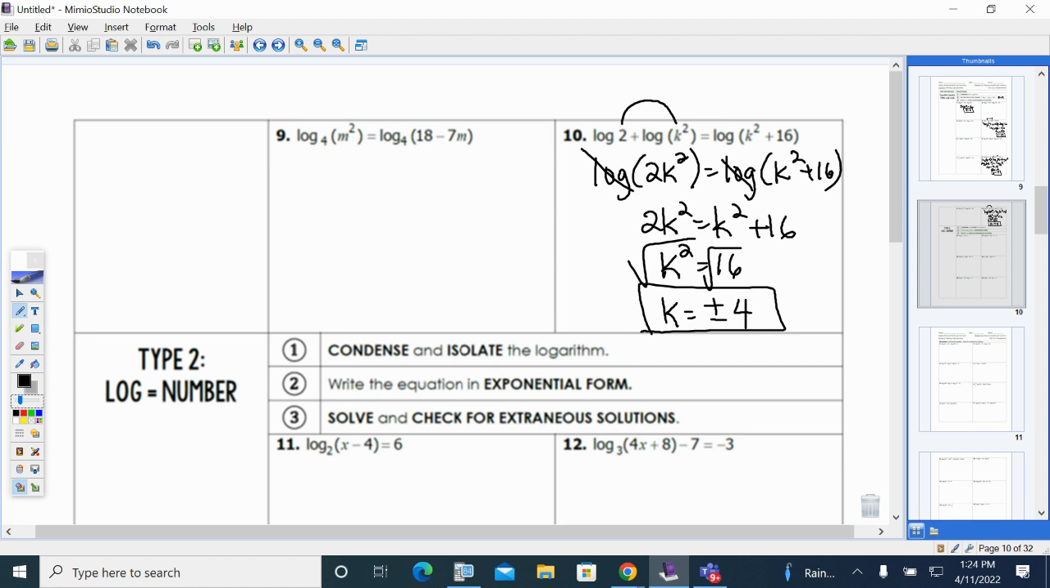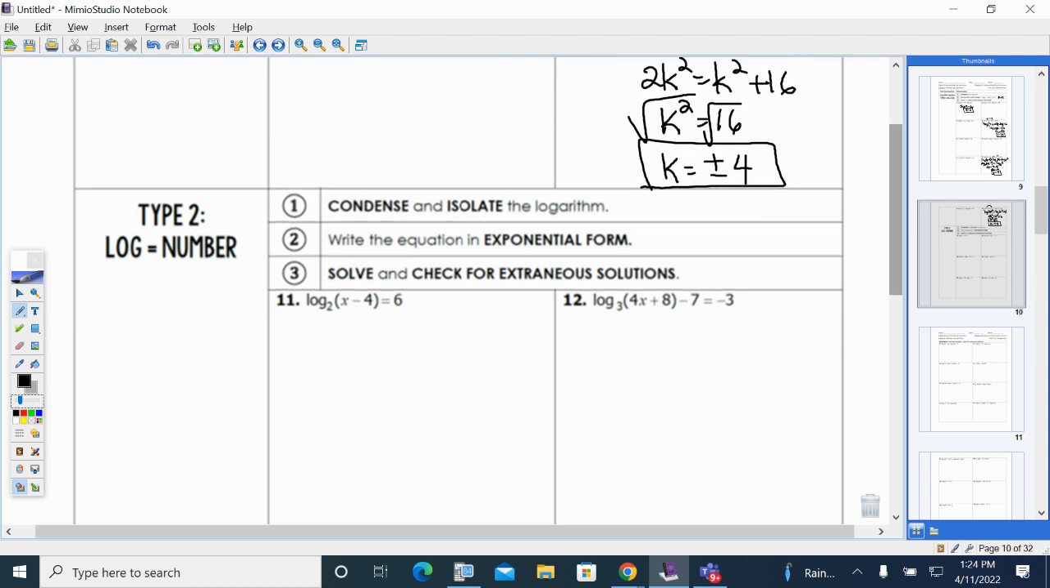Let's look at the next type of logarithmic functions. For number 2, it says log equals a number. So basically what's happening here is you have a log on just one side of the equation. The other side is going to be a number. The steps tell us to condense and isolate the logarithms. So again, log equals a number means you can only have one log. You cannot have multiple. You can only have one.